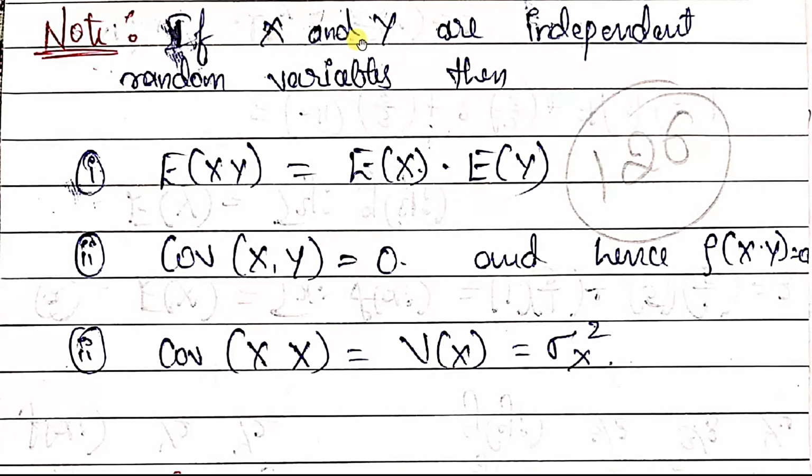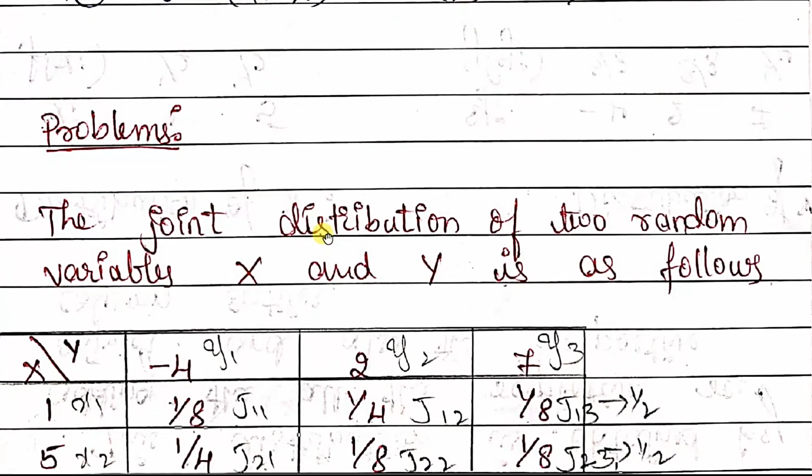If in the problem it is known to you that the variables are independent, then directly you can write covariance of xy is 0. If covariance is 0, then correlation also will become 0. Directly you can write it. Now covariance of x and x, both are the same. Variance of x is equal to the square of the standard deviation of x. Covariance of x comma x, if it is asked, then it is directly the square of the standard deviation of x. Now we'll see the problems.